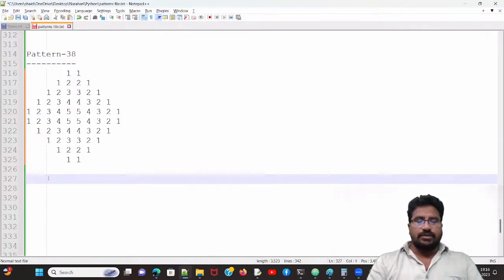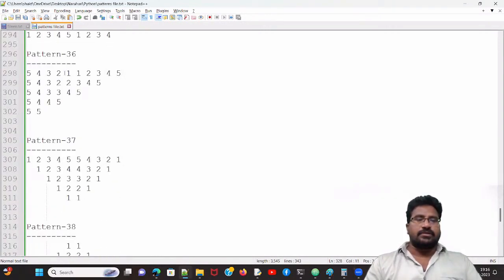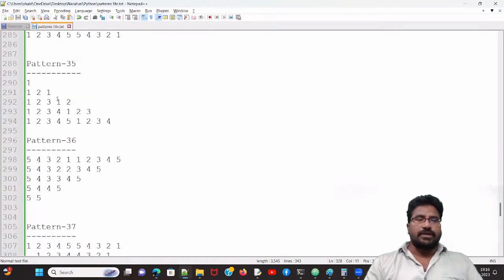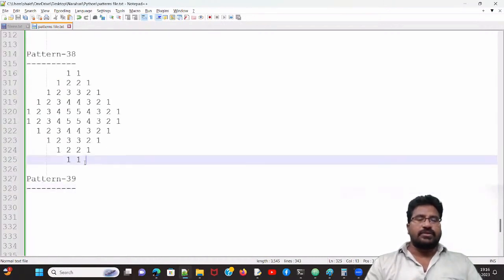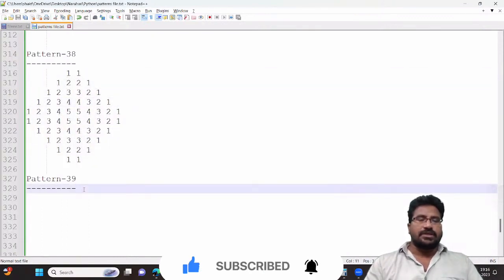So let's start a new pattern. In the previous case, by using the small patterns, we finally built a somewhat complex big pattern with the digits. Now let us try a different pattern with stars.